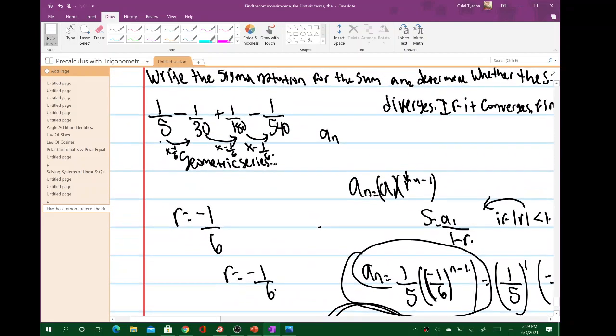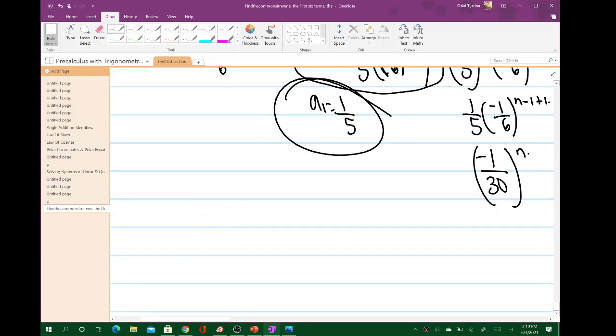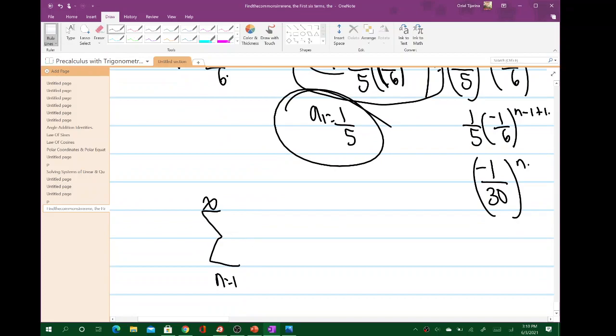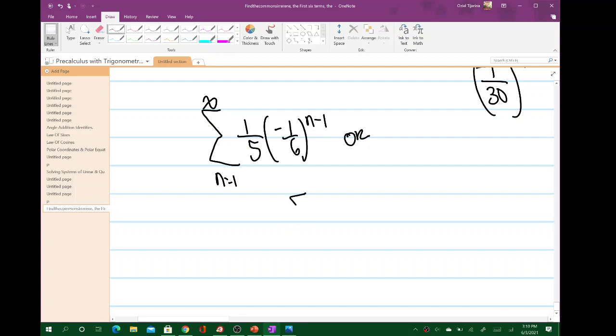But to find the sum of this and to do the sigma notation, it would be the sum from n equals 1 to infinity of, and you can do either one, 1/5 times -1/6 to the n minus 1 power, or the sum from n equals 1 to infinity of -1/30 raised to the n minus 1 power, or not to the n minus 1, but... Or actually, hold on. Give me 1 second.